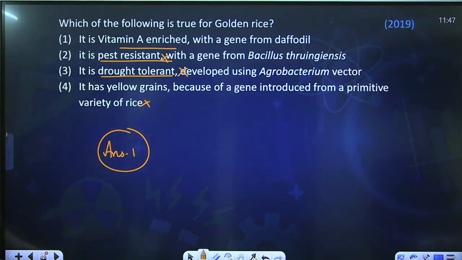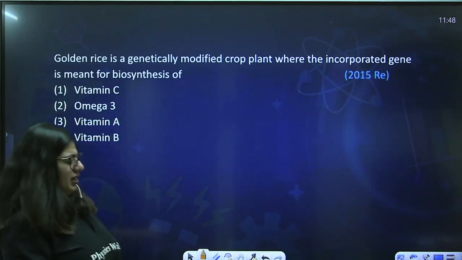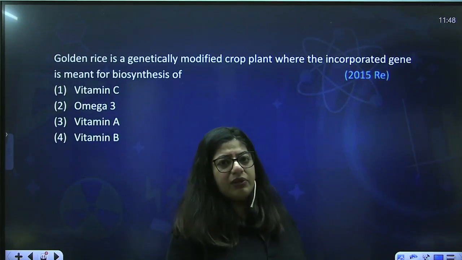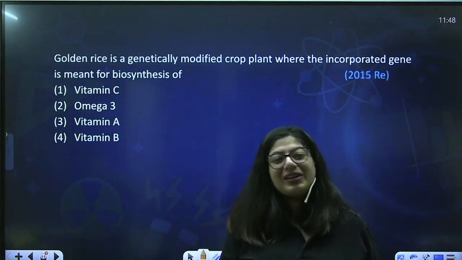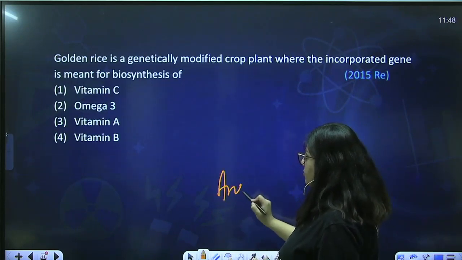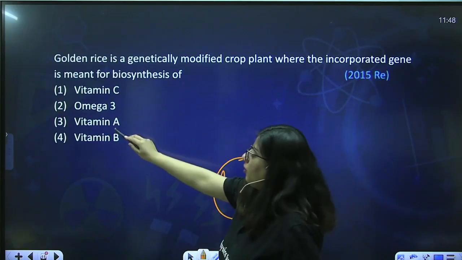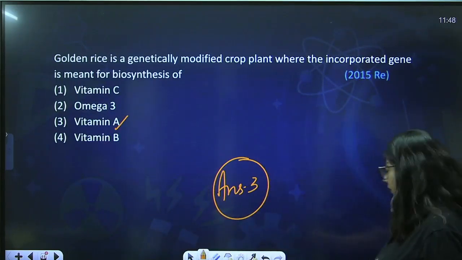Fine. Next. Golden rice is a genetically modified crop plant where the incorporated gene is meant for biosynthesis of vitamin C, omega 3, vitamin A and vitamin B. Very simple, straightforward question. What does golden rice have? Beta carotene gene. Then it can be processed into vitamin A in your body. So the answer is 3. So vitamin A, not B, not omega 3, not C. All right.